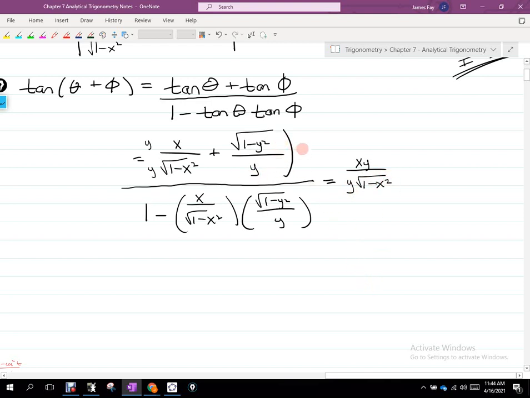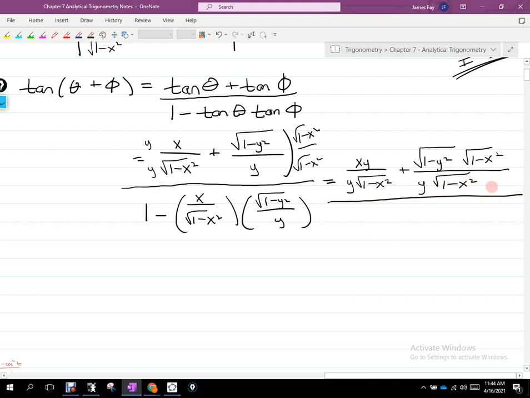Over here, I need to multiply by the root of 1 minus x squared, right? On top and bottom. So it's going to give me plus then root 1 minus y squared times root 1 minus x squared all over y times root 1 minus x squared. So that's the numerator, and we can do a little bit more work with that.